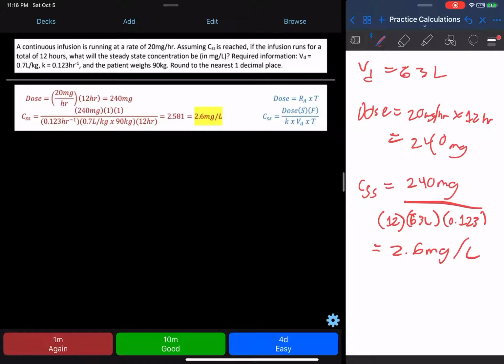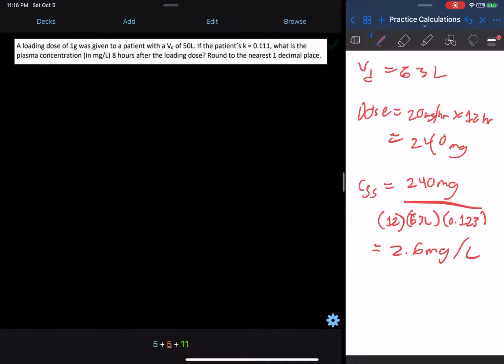Now let's see. We got that correct. All right. This was a problem I got wrong before, but now it feels good to get it right. Keep learning. Next page.